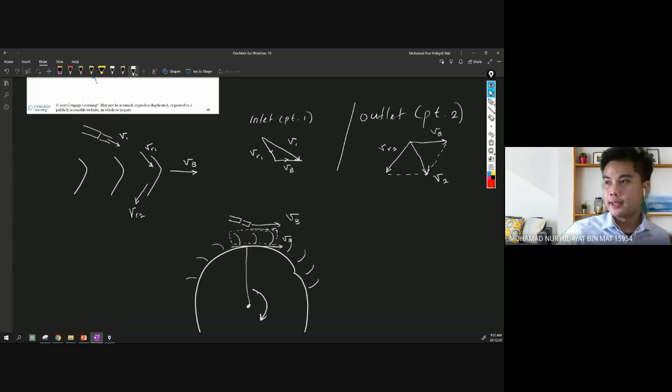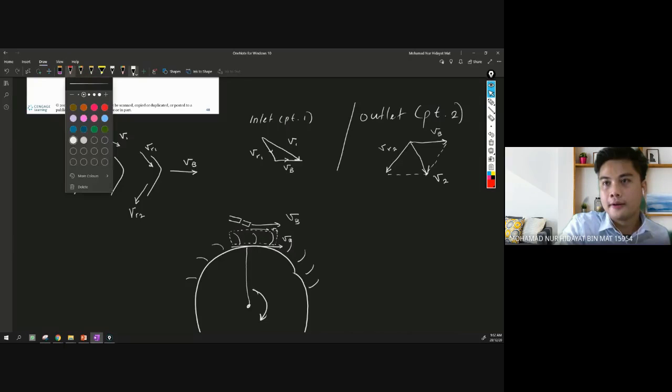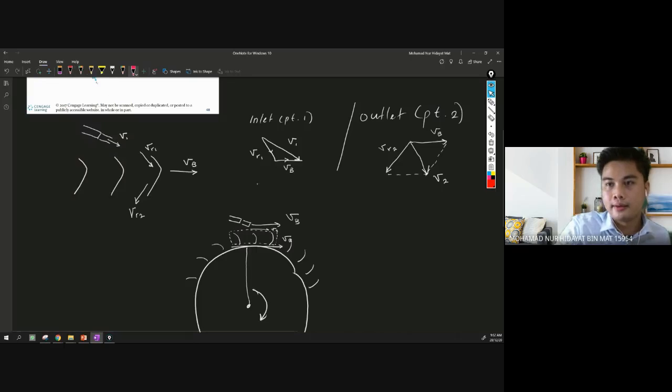So from here, we need to define the angle. The angle is very important in this lecture. All right. So let's use a different marker. Okay, use pink. So let's say this is continuous. And at this point, the inlet of the deflector we call alpha 1. The exit of the deflector, we call alpha 2.